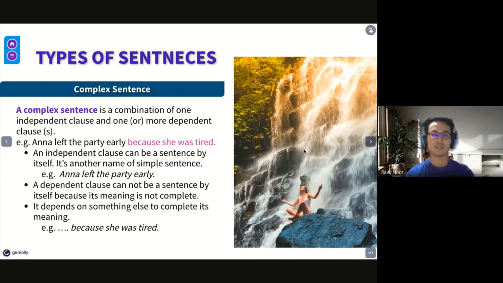A dependent clause needs an independent clause to help it become a complete sentence. So "Anna left the party early" is an independent clause, or we can say it's a simple sentence. And "because she was tired" is a dependent clause.